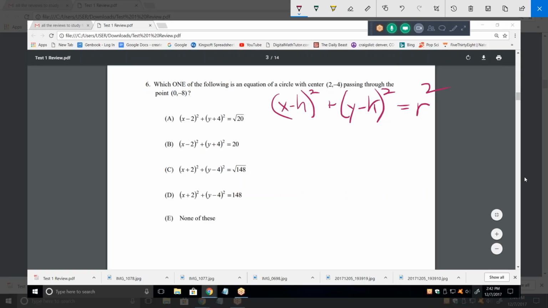So right off the get-go, we know that they're telling us the center. So what do I fill in with everything that I know? It'd be x minus 2 plus y minus, or no, I guess it'd be plus 4.